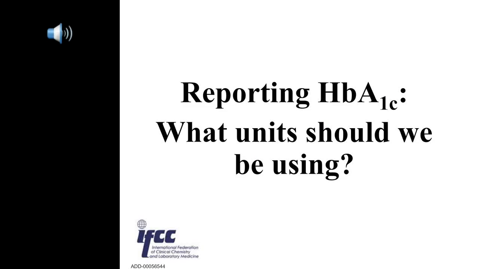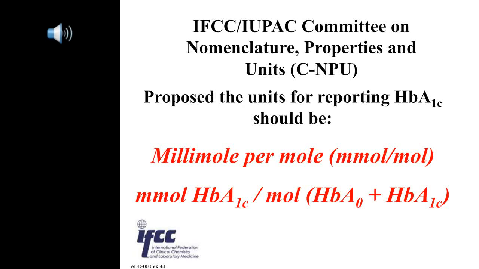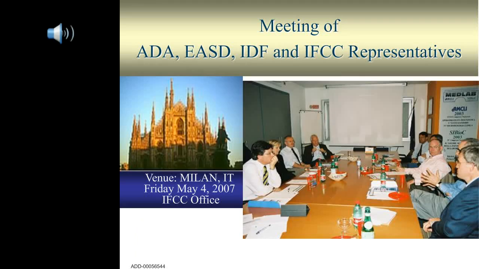So then the question was asked, what should we report hemoglobin A1c in? What unit should we be using? Percent is not a recognized measurement unit. So the IFCC IUPAC committee looked at the molecule and decided that it should be reported in SI units. And the SI unit for hemoglobin A1c is millimole per mole, i.e. millimole of hemoglobin A1c per mole of hemoglobin A0 plus hemoglobin A1c. Of course, these results will be different to those currently reported in percent units.